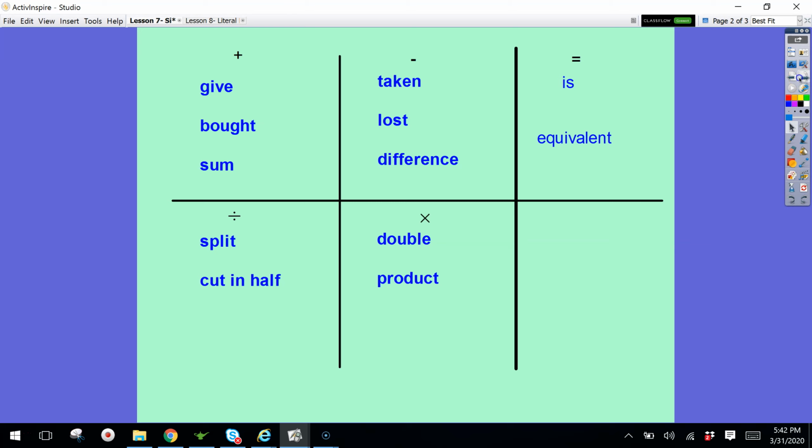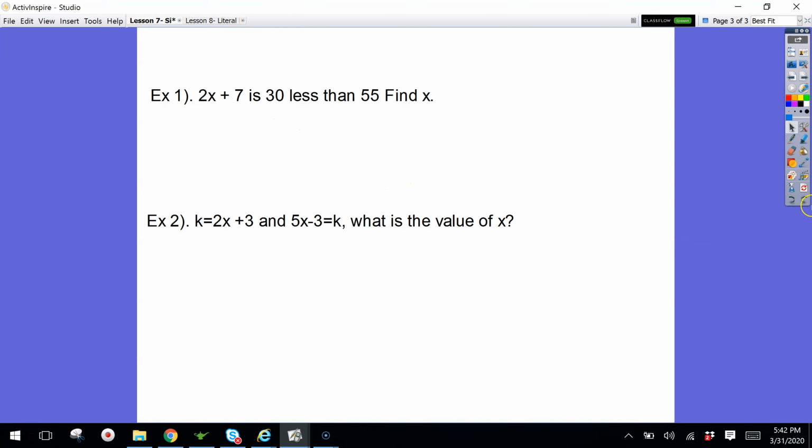The next two equation examples that we're going to do are examples that arise a lot, especially on the PSAT and ACT, and we want to go over how to do them. The first example is saying that 2x plus 7 is, so again, one of our key words that means equals, 30 less than 55. So this means subtract from. So remember, you're subtracting from this.